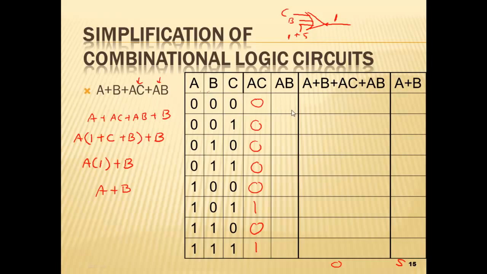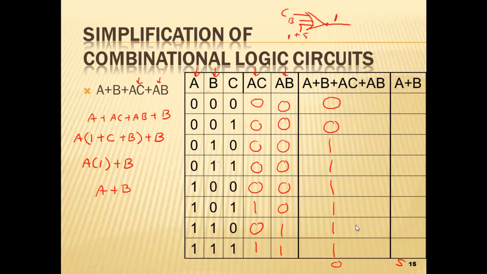AB is going to be these two. So again, 2 highs gives a high out. And then now we need to OR these together. So we're ORing A, B, AC, and AB. So any high in any of those four is going to give us a high out. So there's all zeros, there's all zeros, there's a 1 right there, 1, there's a 1 right there, there's a 1 right here, there's a 1 right there, 1 right there, and a 1 right there. So any high gives us a high out in any of these four columns right here.